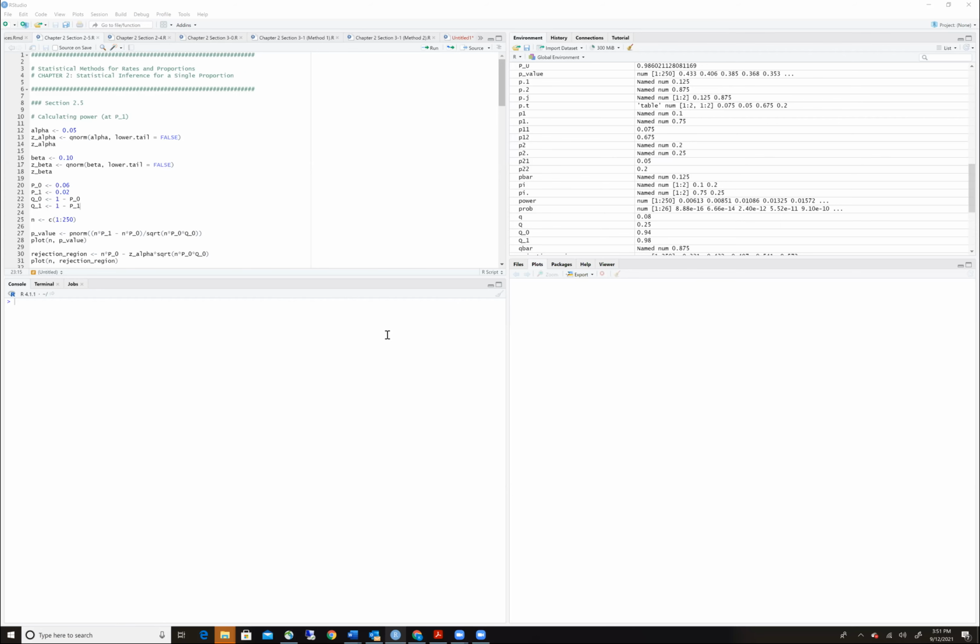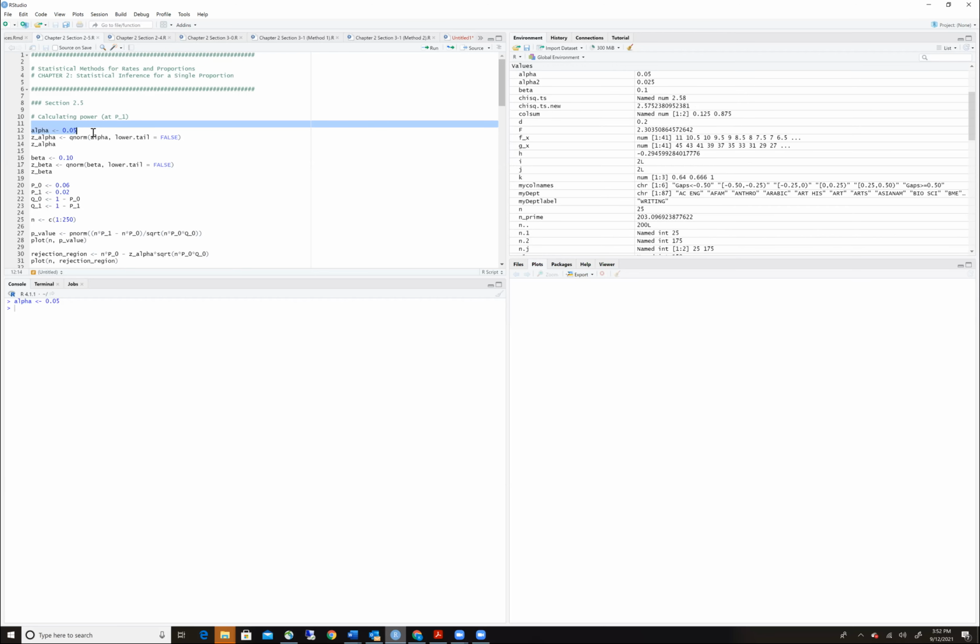Hello, everyone. We are working on Chapter 2, Section 2.5 that talks about calculating power and minimum sample sizes. So we could set up a situation where we set our alpha level. Let's say alpha is 0.05. And then we can get our Z alpha using qnorm.